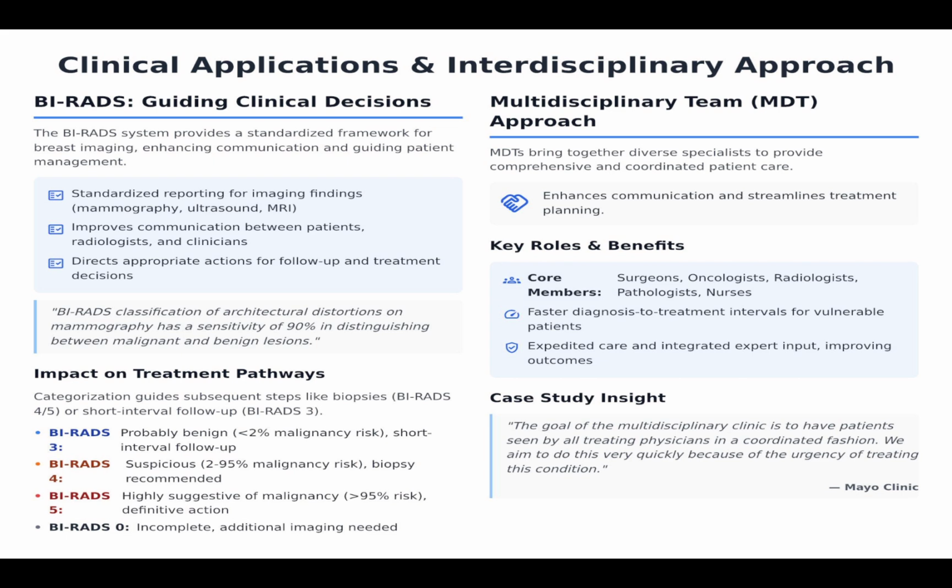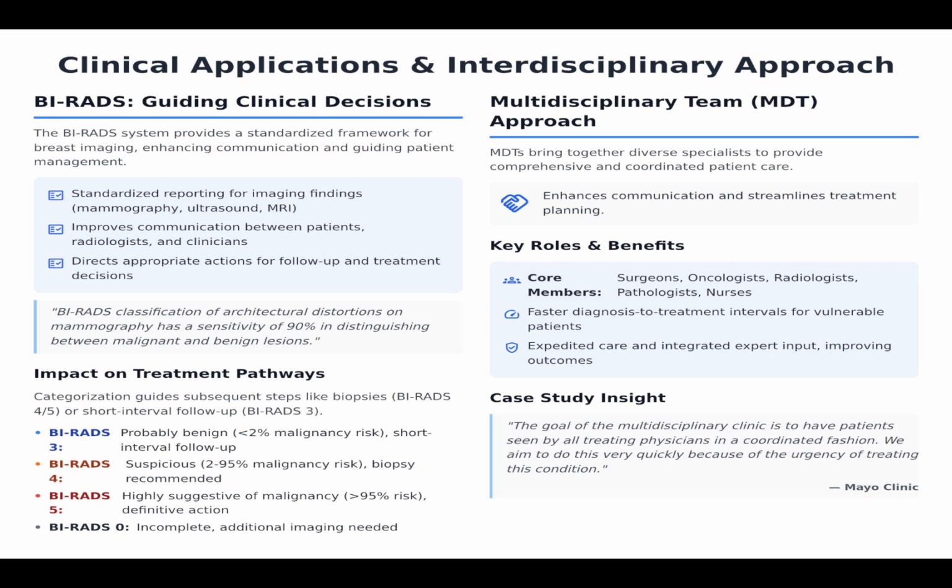For example, a BI-RADS 0 might be explained as, we need a few more pictures to get a complete look. Responsible reporting minimizes patient anxiety and ensures informed decision making. BI-RADS reports directly impact treatment decisions. The assigned category guides whether a patient needs further imaging, short-term follow-up, biopsy, or immediate referral to an oncologist or surgeon. This structured approach helps in avoiding unnecessary procedures while ensuring that suspicious lesions are thoroughly investigated without delay.